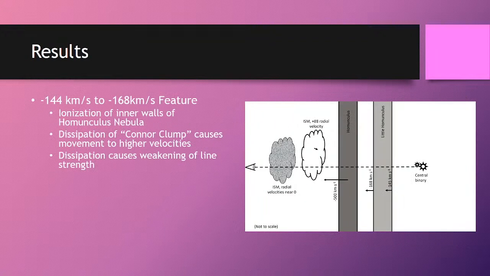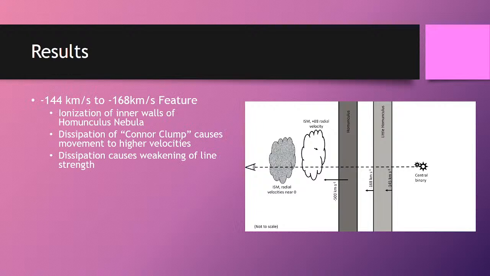And then the results from all of this analysis, to begin with the 144 and 168 kilometer per second absorption, we do see that because of this dissipating strength, we believe that the ionization of the inner walls of that nebula around Eta Carinae is causing it to dissipate. So the more gas it gets ionized, the more it disappears, and the next wall outside of that starts to become ionized as well, and that gives the absorption lines that we see.